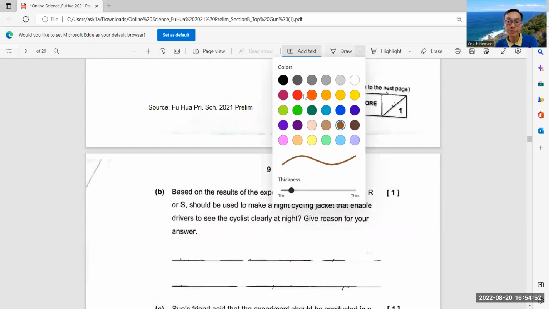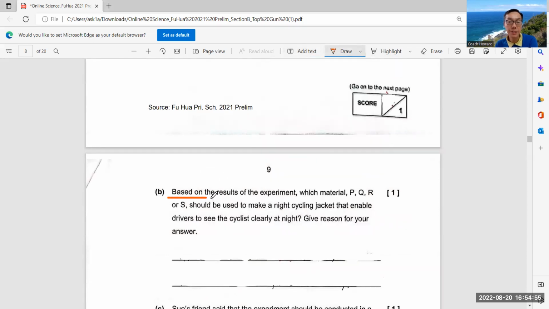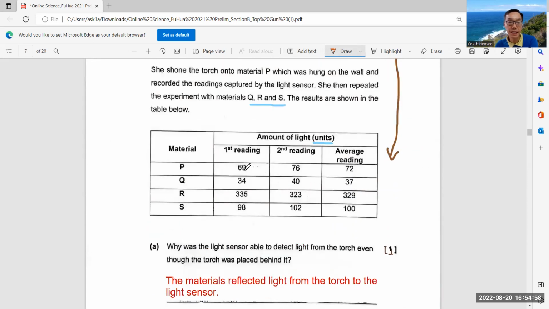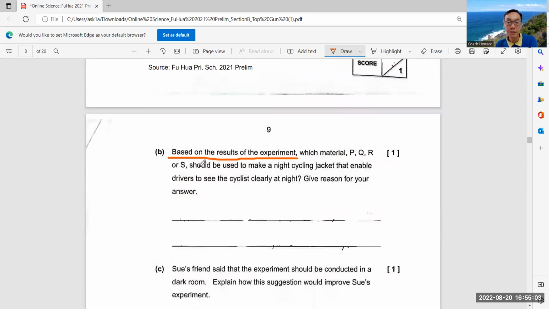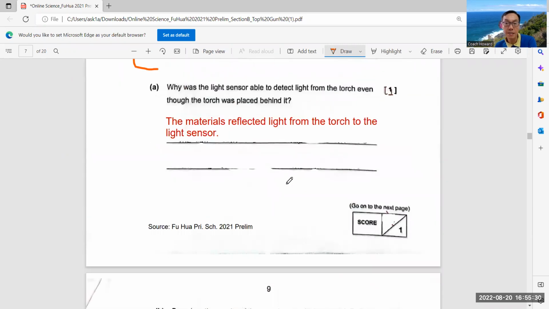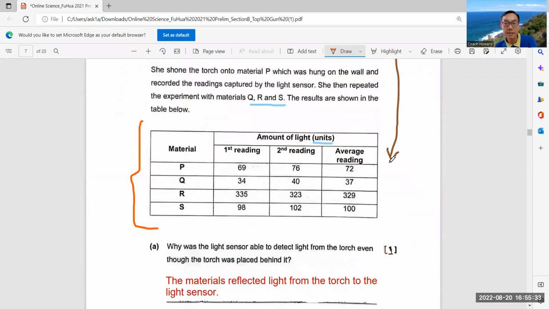Annotate this part also. They say based on the result of the experiment, this is the result of the experiment. Which material should be used to make a night cycling jacket that enables drivers to see the cyclists clearly at night? If you go night cycling, you should wear something that is bright and highly reflective, so that you become more visible to the drivers. Otherwise, the drivers may not see you and may cause an accident. So you should select the material that is able to reflect the most light.